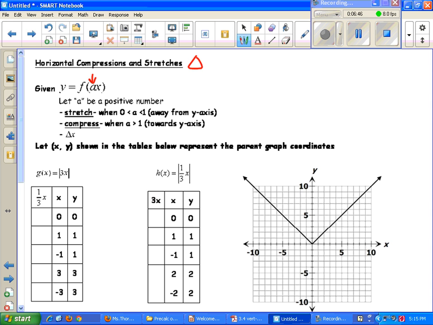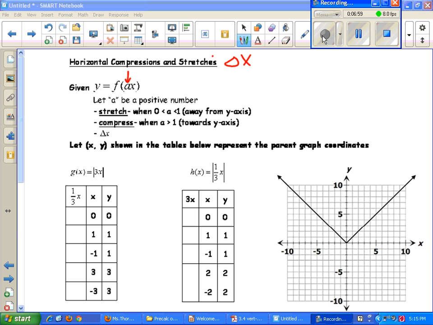And remember, we said that horizontal movements change your x values. So for this, if I look at my first graph that I have here, if my a value is between 0 and 1, and I should say that again, the absolute value should be right there, then we know it's going to be a horizontal stretch away from the y-axis. When the absolute value is greater than 1, it's going to be compressed towards the y-axis. So this is the opposite thinking that I was talking about the other day.